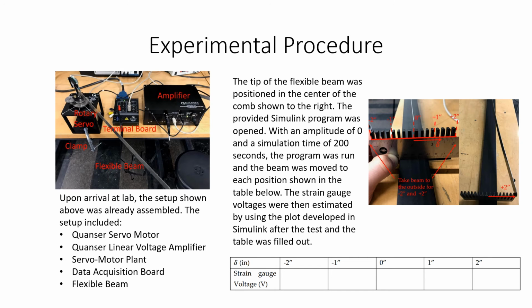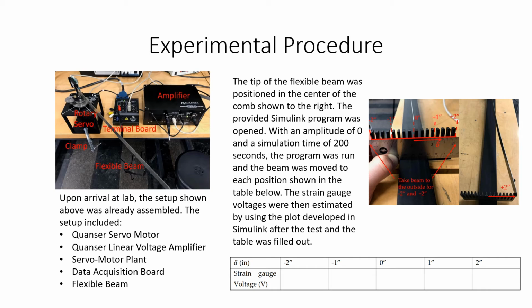When our group arrived at lab, the setup shown in the top left was already assembled for us. The setup included a Quanzo servo motor, a Quanzo linear voltage motor, a servo motor plant, a data acquisition board, and a flexible beam. The tip of the beam was positioned in the center of the comb shown on the right. The provided Simulink program was opened on a lab computer.